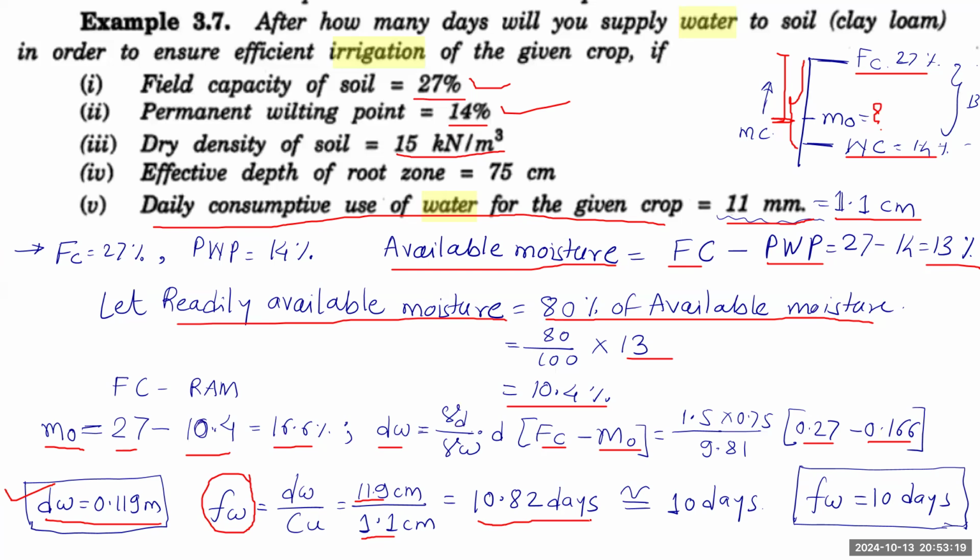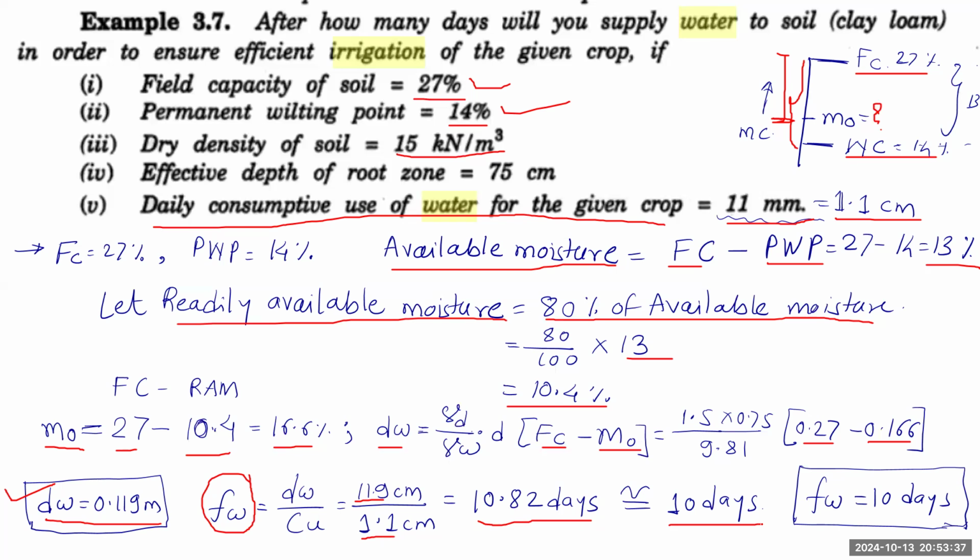But if this is a fractional value, in that case we have to go for the lower value. So frequency of irrigation should be 10 days, not 11 days. Okay. So this is how we can calculate the frequency of irrigation.